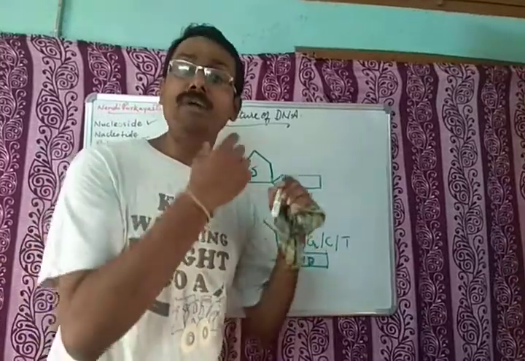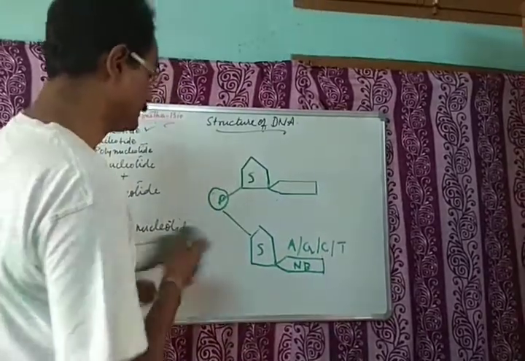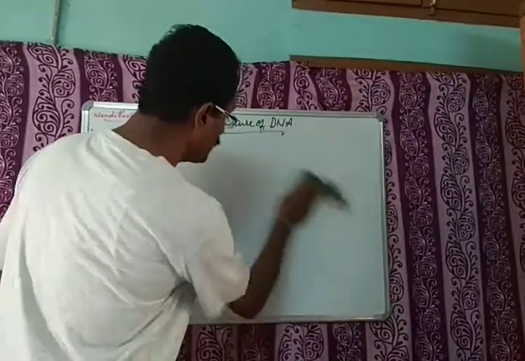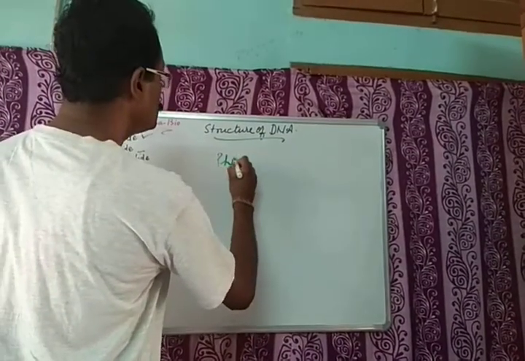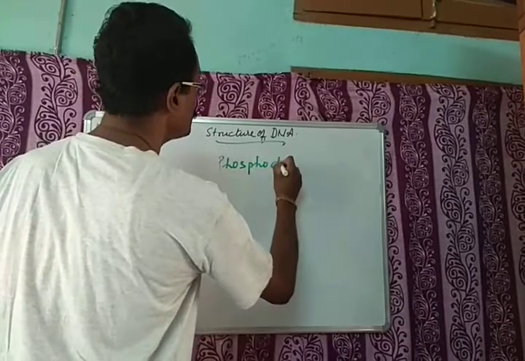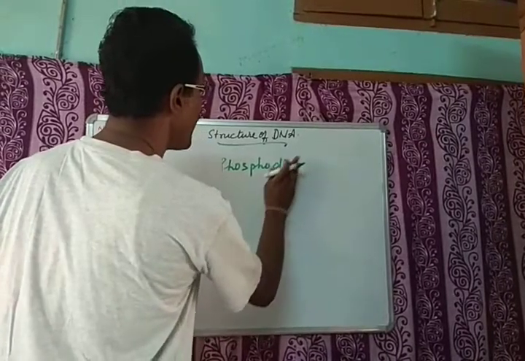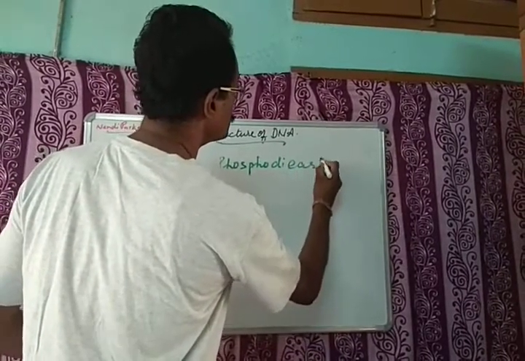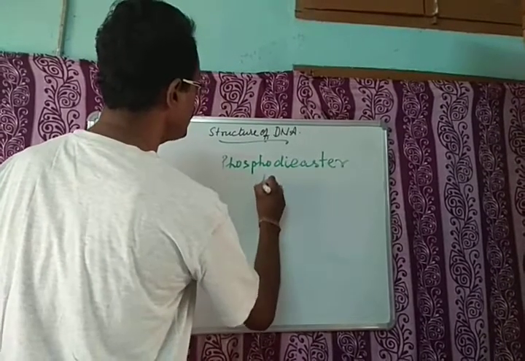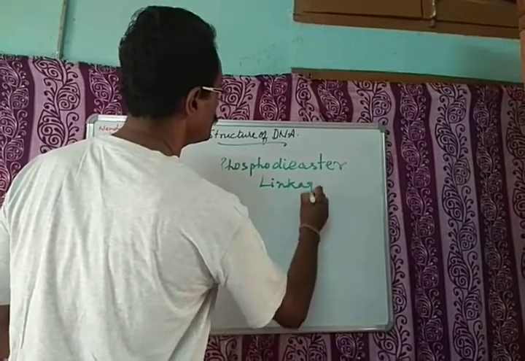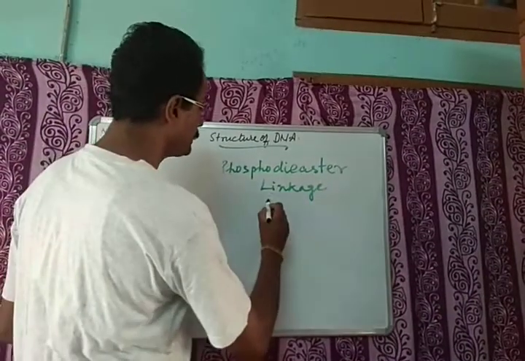Now the last part: how it unites. We'll go for that. The next one is called phosphodiester linkage. What is that phosphodiester linkage? Okay. Now see, try to get it.